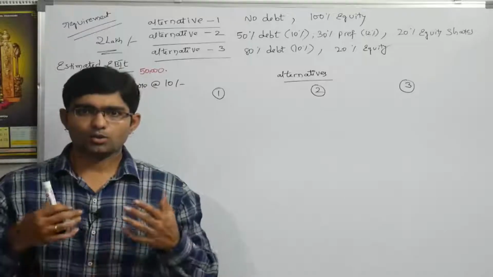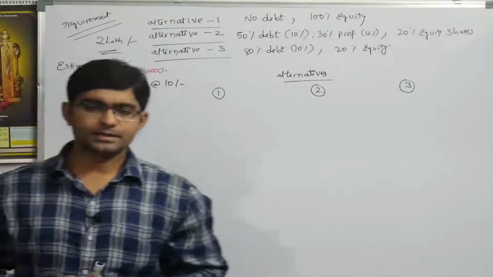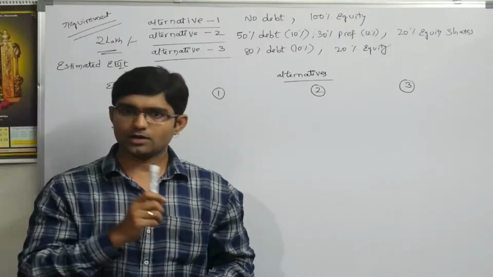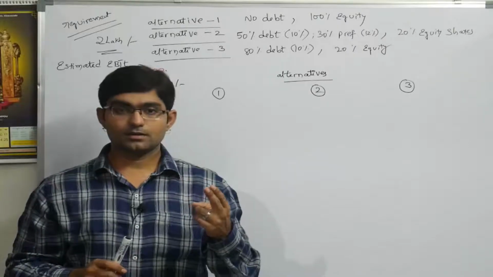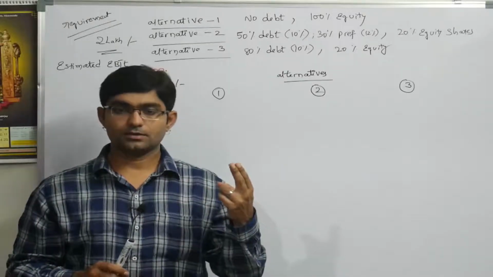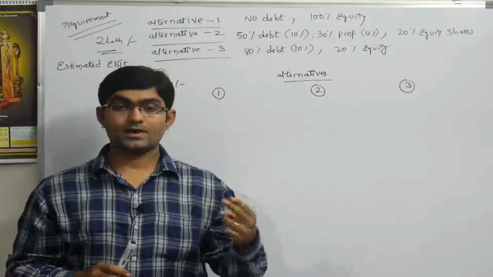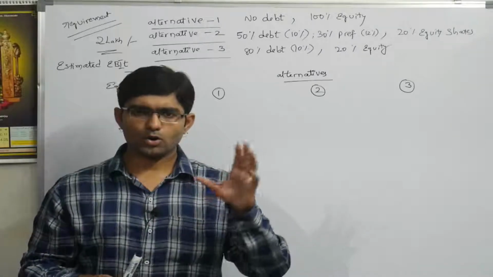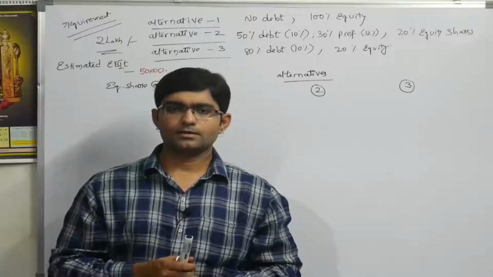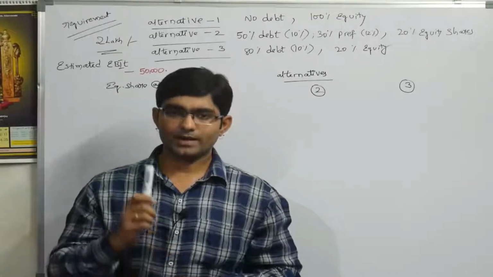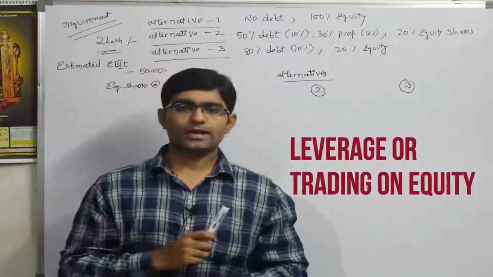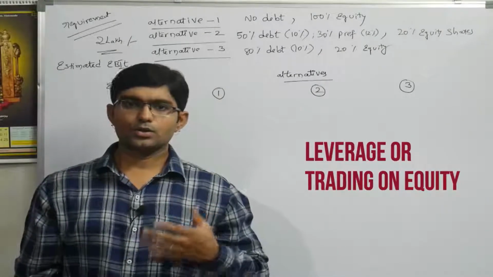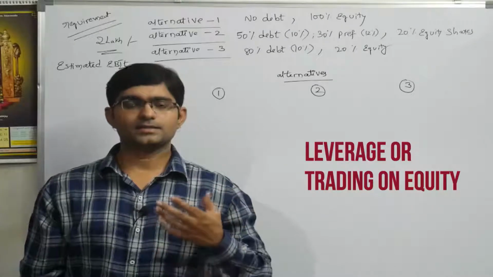Now, the other factors we need to consider are, first, leverage effect or trading on equity. Next is coverage ratios. We have to check the interest coverage. Next is cash flows. And next is the overall cost of capital. Let's see what leverage or trading on equity is. This leverage or trading on equity is nothing but, if we use debt, it is risky.